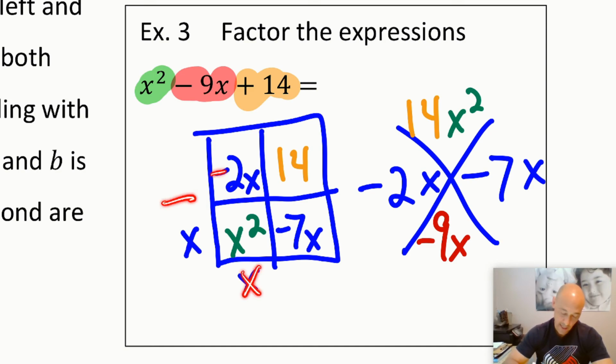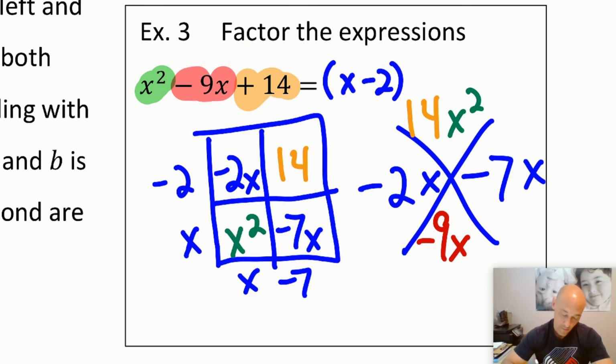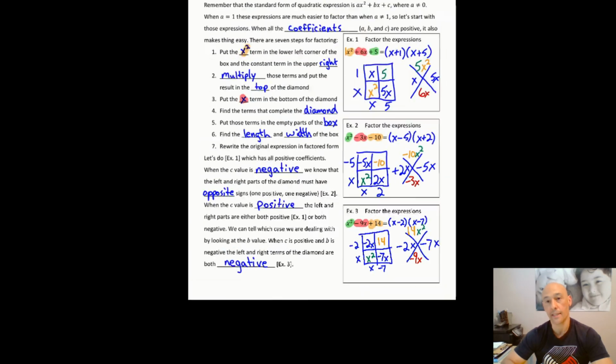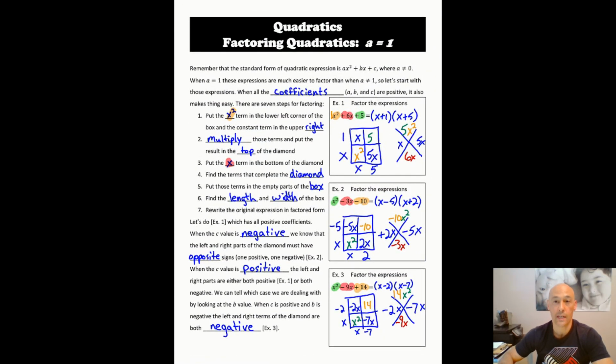X times what is negative 2x? X times negative 2 is negative 2x. X times what is negative 7x? X times negative 7 is negative 7x. Negative 2 times negative 7, is that 14? Yes, excellent. So we can rewrite the original expression as the quantity x minus 2 times the quantity x minus 7. And that is factoring quadratics where a is 1.